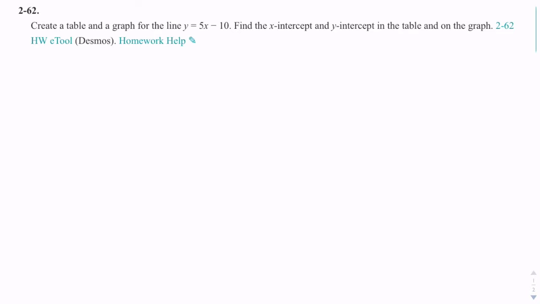Okay, in this problem, they give us the equation of a line, y equals 5x minus 10, and they want us to find the x-intercept and y-intercept. They want us to do this in a table and after graphing. So let's make a table, right? x, y. Again, the y-intercept is going to be when x is equal to 0, and the x-intercept is going to be when y equals 0.